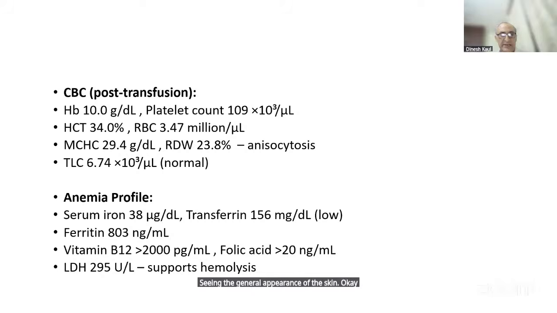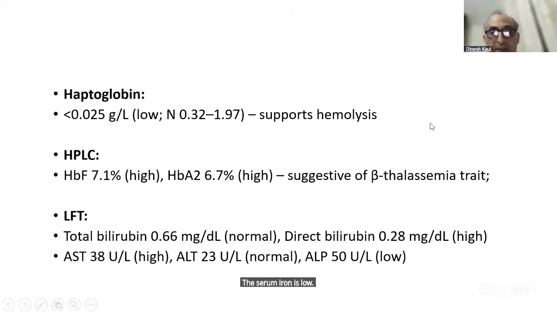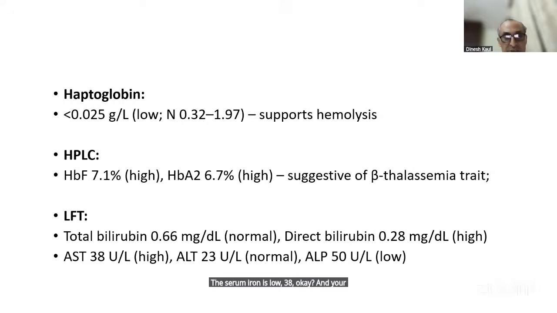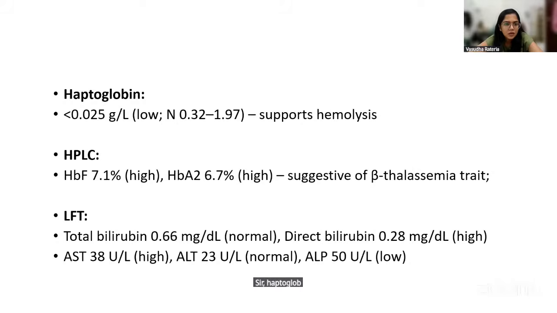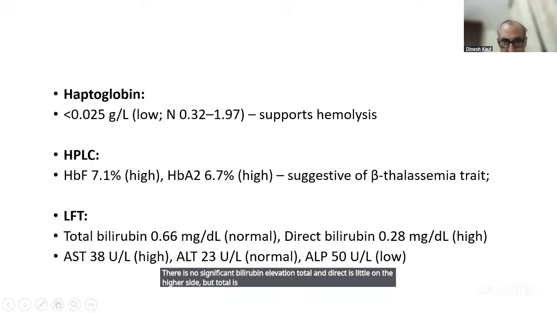Okay, are we back on the slide? So you are saying that her anemia, I can read it for you. The serum iron is low, 38, okay? And your haptoglobin is low. That supports hemolysis, okay? Then your HPLC is suggestive of beta thalassemia trait, which we have already discussed. There is no significant bilirubin elevation. Total and direct is a little on the higher side, but total is normal.